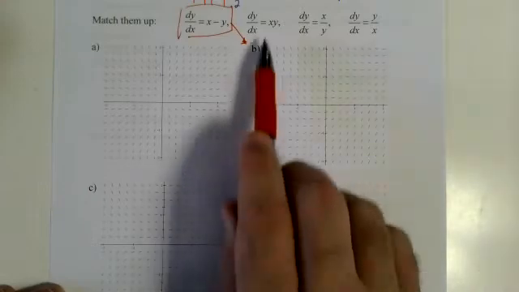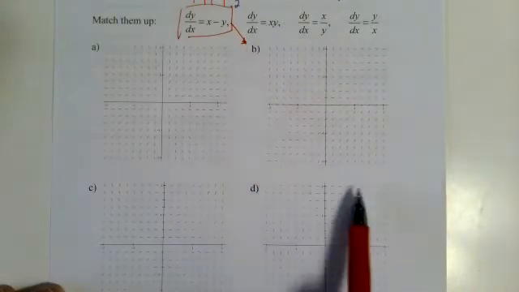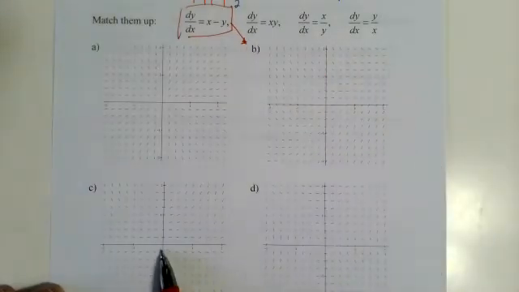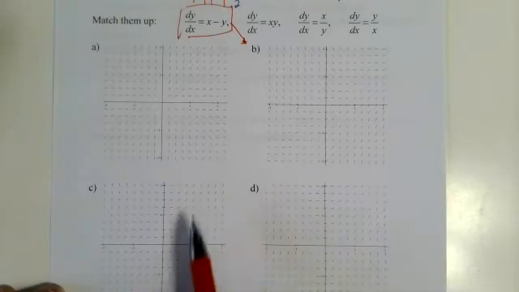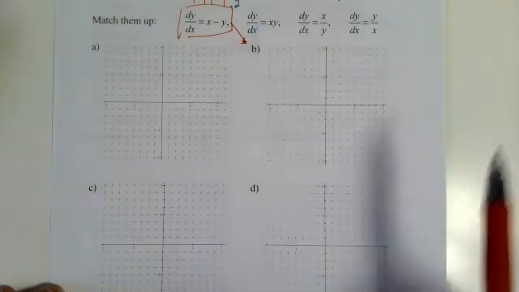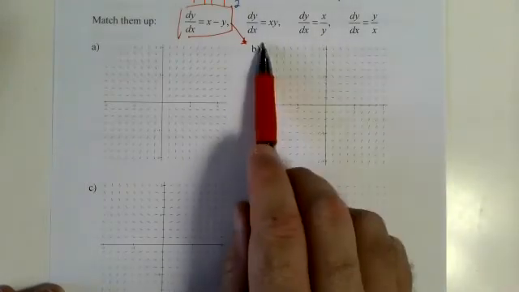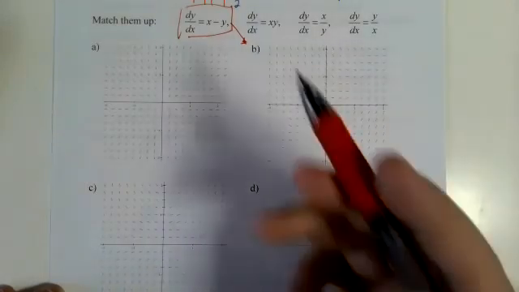Oh, wait, I totally messed up. 2 times 2 is 4. Yeah, it gets steeper as we get closer to 2. So I believe this one is C. We'll see how I did. Woo, on a roll.